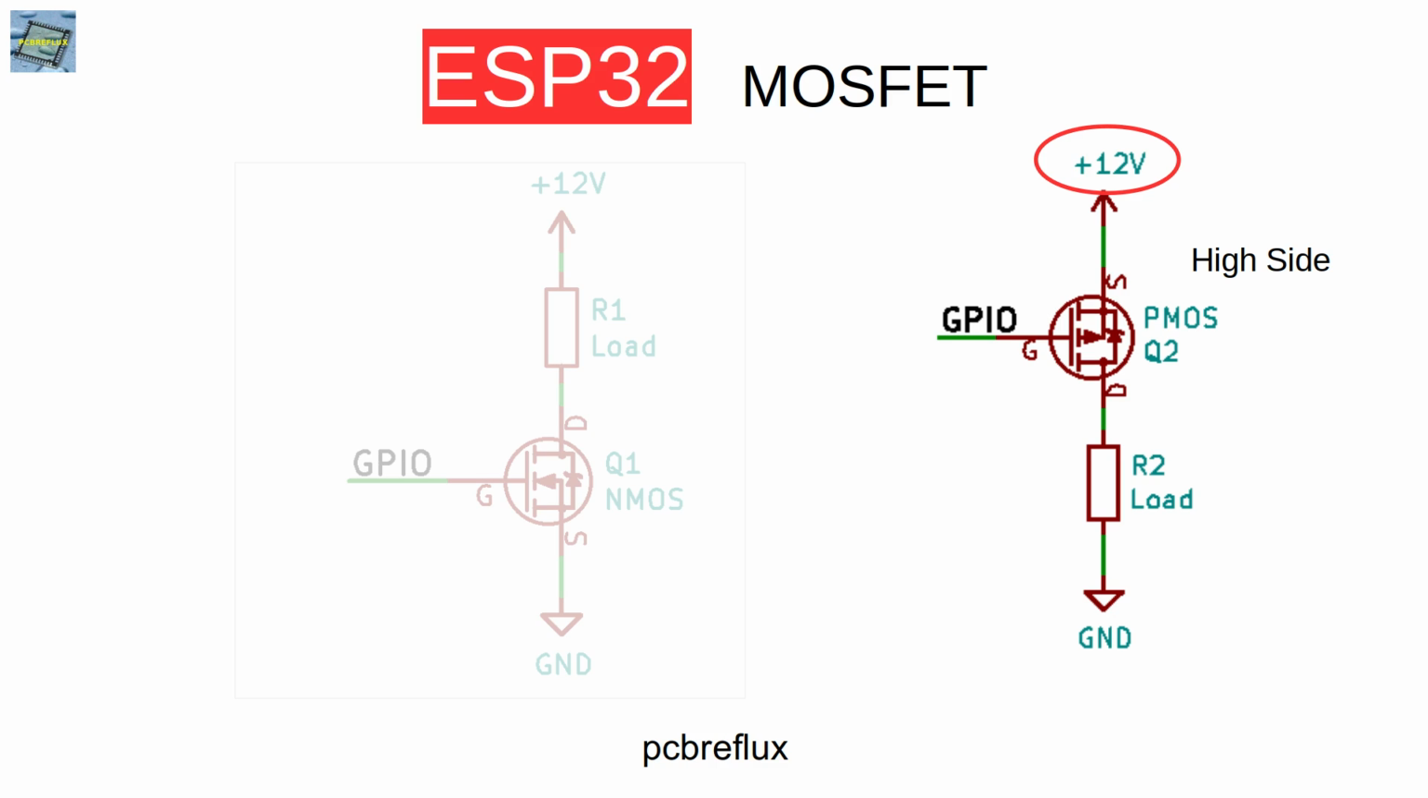Now if we look at the P-channel MOSFET on the high side with 12 volt, if we put 0 volt at the GPIO pin, the P-channel MOSFET switches on and the current can flow through the load. But now if we switch the GPIO pin high, the P-channel stays on, and we have to figure out why this is so. So we again look at the gate source threshold voltage and calculate the voltage at our 3.3 volt GPIO pin at the gate.